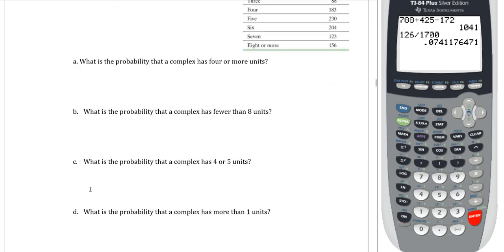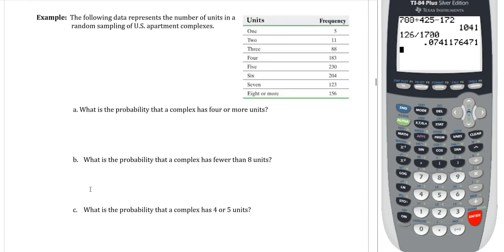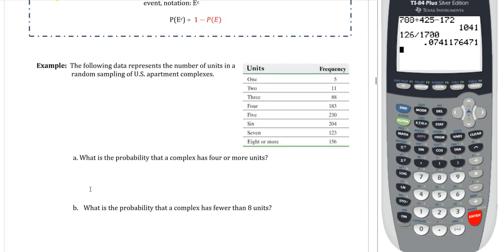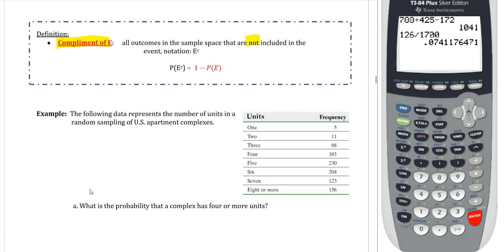We have a couple examples here to demonstrate that. I will also say, though, that the formula, if you notice, is 1 minus probability of E. The reason that's helpful is because 1 you can represent as any fraction. 1 can be 2 out of 2. 1 could be 10 out of 10. 1 could be 52 out of 52. So 1 can be represented as any fraction you need, which makes subtracting fractions very easy.